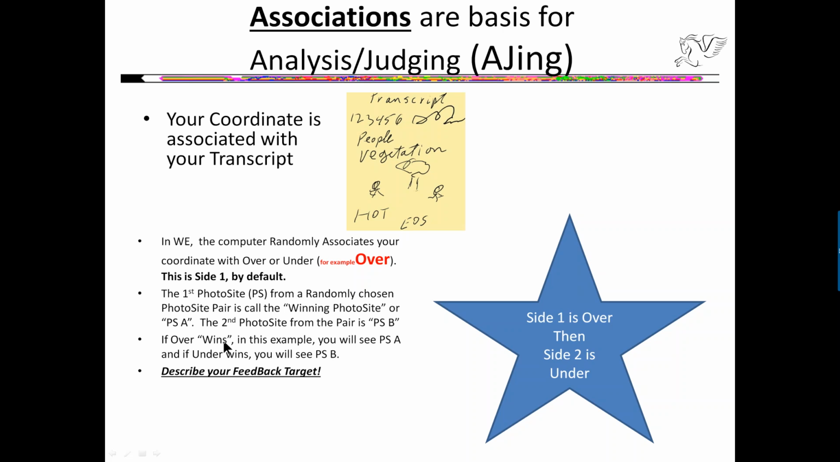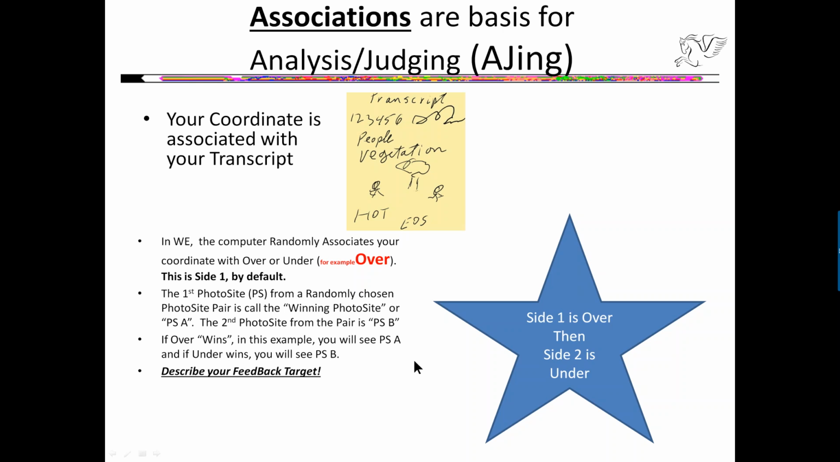If over wins, now remember in our example, over is here, you will see photo site A as your target. Okay, so that is what you'll see. If under wins, that's side 2, you'll see photo site B. From your perspective, each of them is equally likely at remote viewing time. That's why you don't pay any attention to all these details. All you do is describe and sketch the target you'll see. And you will see A or B based on whether over is what happens or under is what happens.